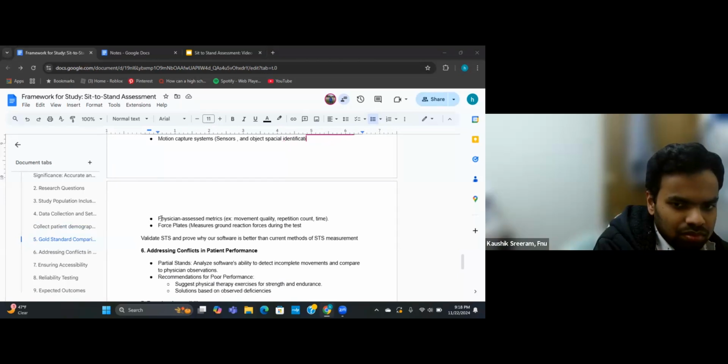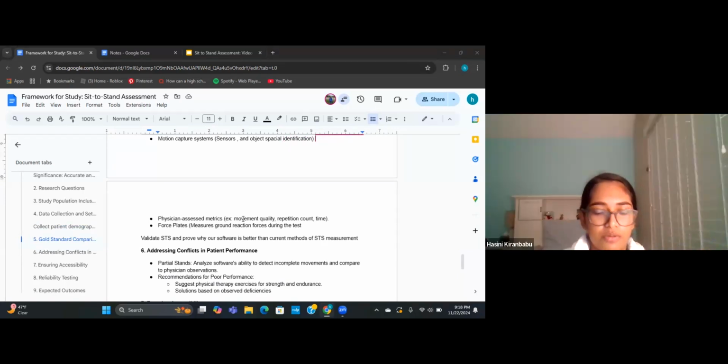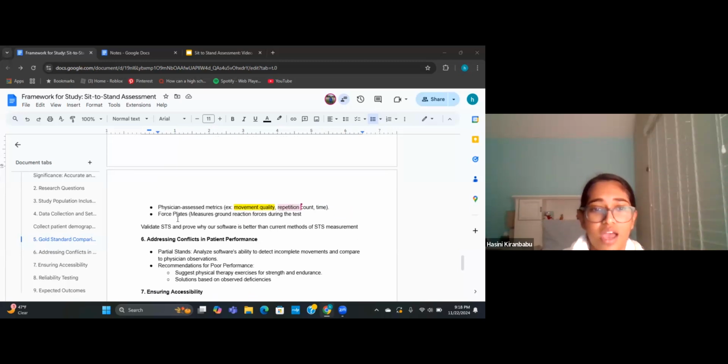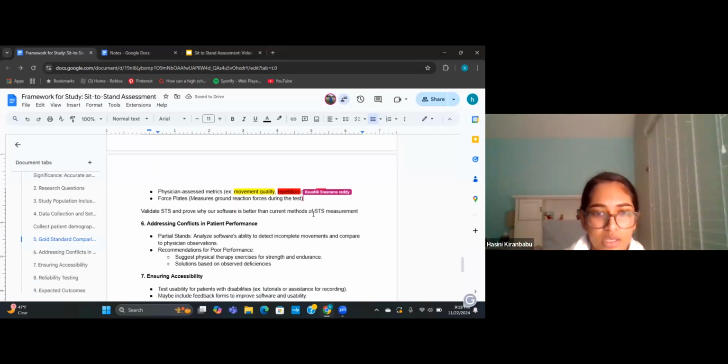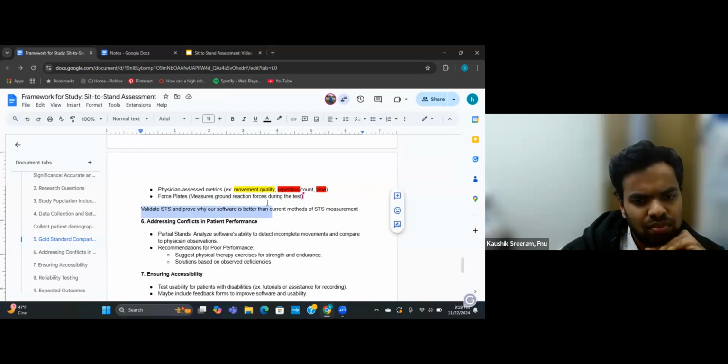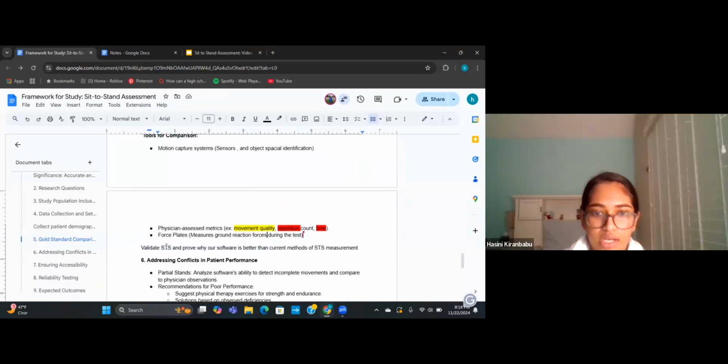And then you have assessed metrics. A couple of these metrics would be movement quality, repetition count, and time. This is just the basic: you do the sit-to-stand test and you have someone like a physician collecting data while looking at you doing it. And then force plates, which measure ground reaction forces during the test. They detect if you're sitting or standing, and how much force you're putting. Then our goal compared to these is to validate sit to stand and prove why our software is better than current methods of sit to stand measurement.